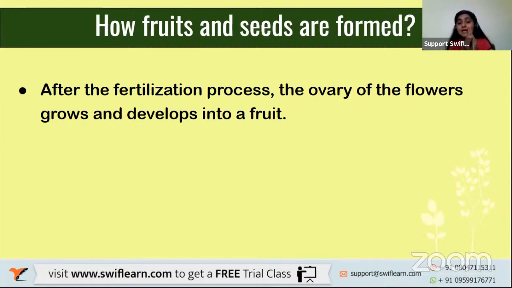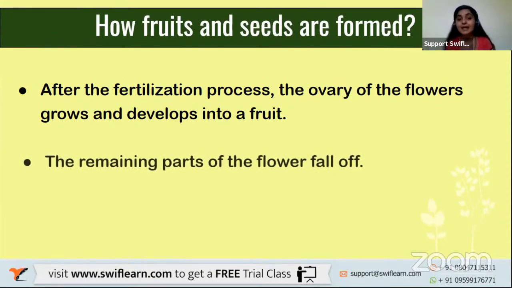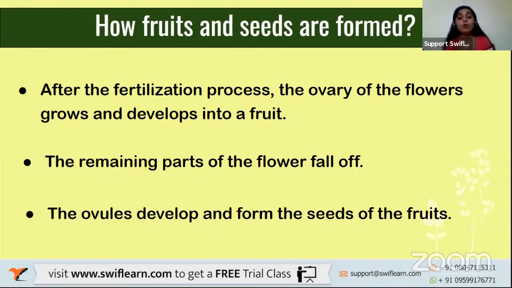Now over there, what is happening is it's getting nutrition and everything, right? And it grows and grows and grows. And then if you see, the petals and everything are shed afterwards. And what is left, if you see, is that round part, and that turns into a fruit, right? And that turns into a fruit. The remaining part of the flower falls off, exactly what we discussed right now. The ovules develop and form the seeds of the fruit.